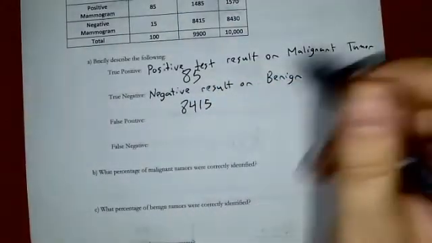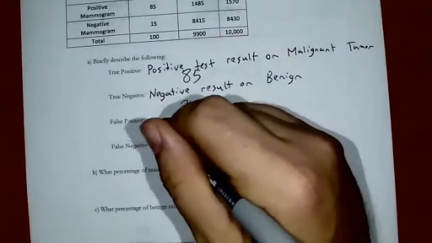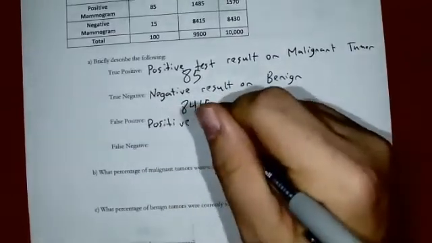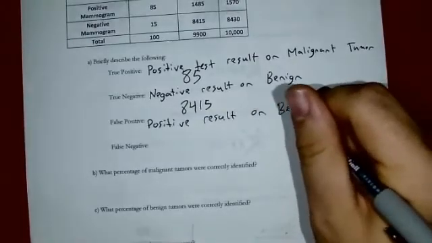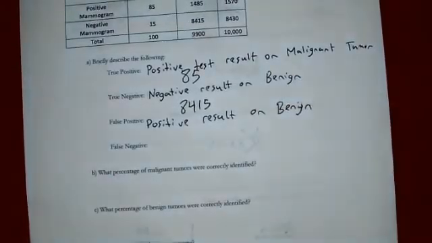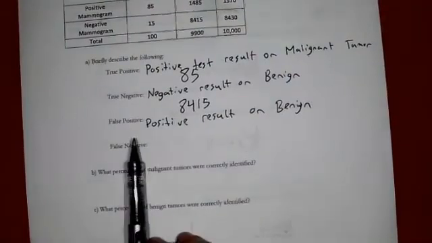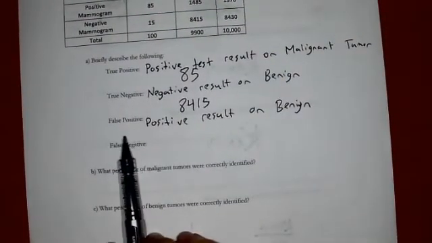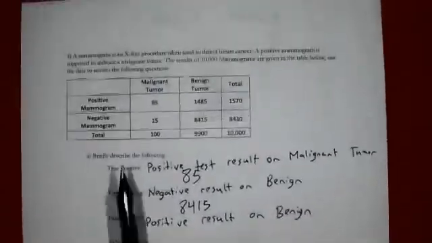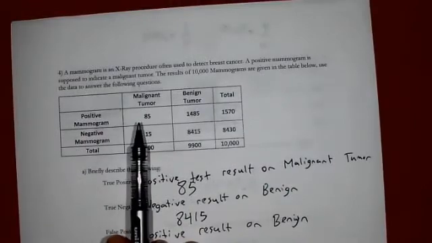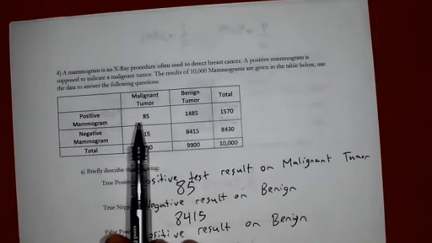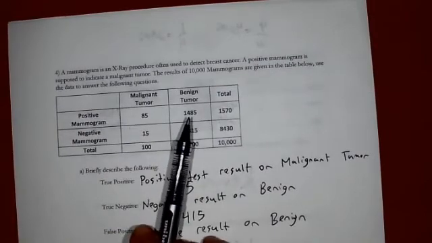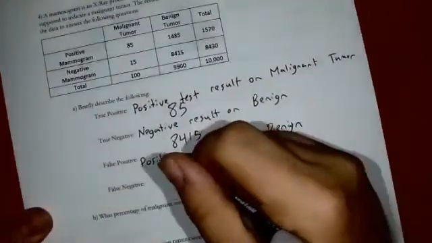You can have a false positive. A false positive is a positive result on a benign tumor. All right. So in other words, it's a positive result that's wrong. If you test positive, you're supposed to have a malignant tumor. But sometimes you test positive when you don't have one. So there's 1,485 people in this case.